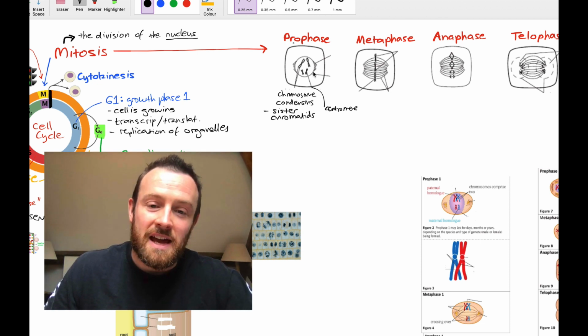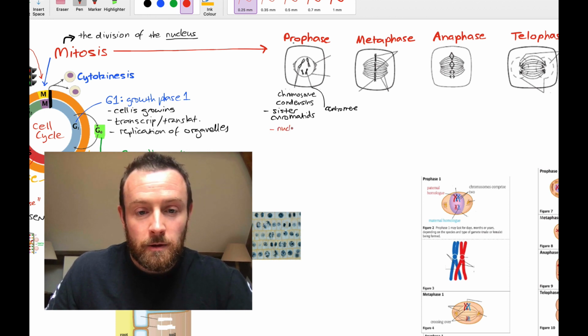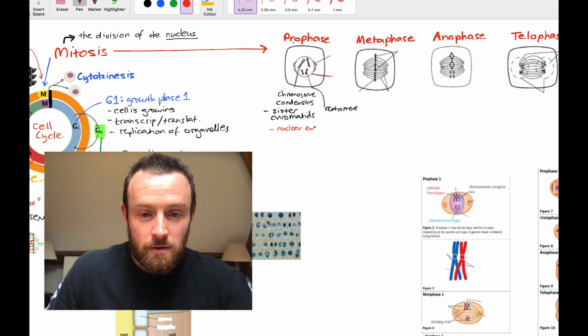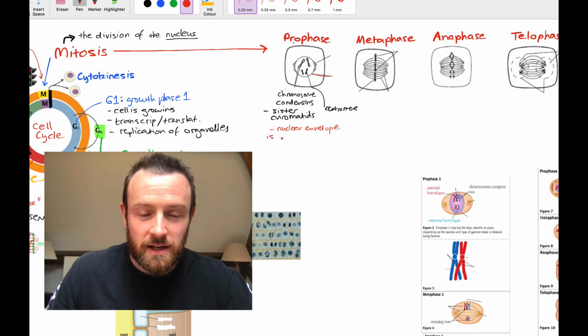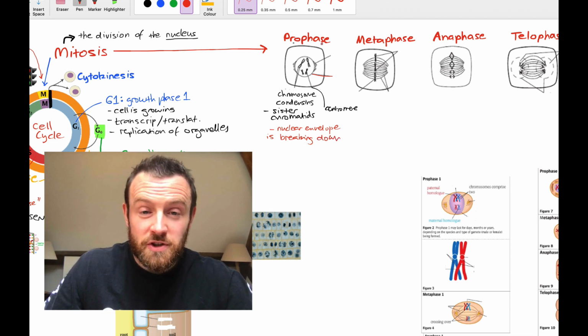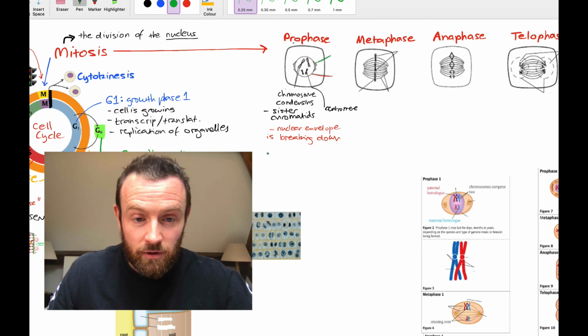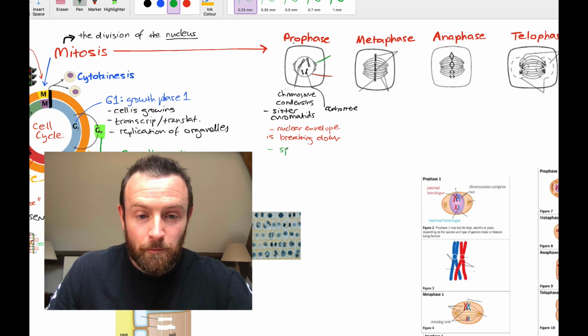Around the outside there, this arrow here, I'm just going to talk about it underneath, the nuclear envelope is breaking down. So that's this one. It's sort of starting to break down, and it will be broken down by the end of prophase. Also, over here, there's a green one. I'll label it in green underneath so you can keep the color scheme. The spindle is starting to form.